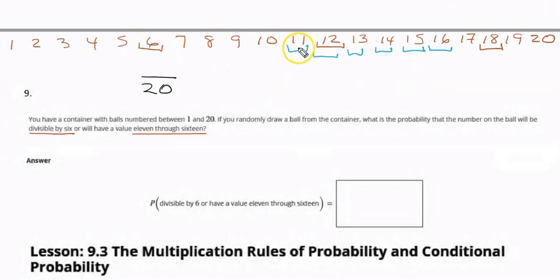Well, 6, 12, and 18 are 3. And then we have 1, 2, 3, 4, 5, 6. But this one's counted twice, so we have to subtract 1. And then this will be 8 then out of 20. Take a 4 out of each. This is 2 out of 5.